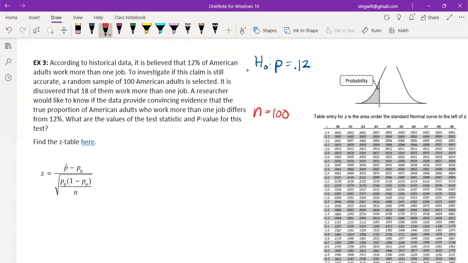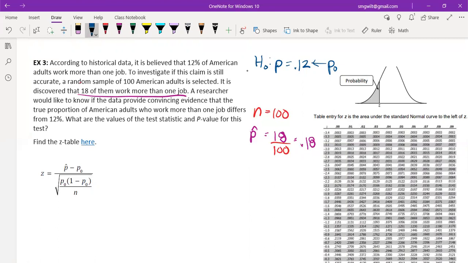Think about your 10% condition, right? Random was met. And 100 is not very many American adults in the grand scheme of things. It is discovered that 18 of them work more than one job. So our p hat is going to be 18 divided by that 100, which means that p hat is going to be 0.18. Remember that this one, if we're looking at our formula, is p naught. It's the one from our null hypothesis.